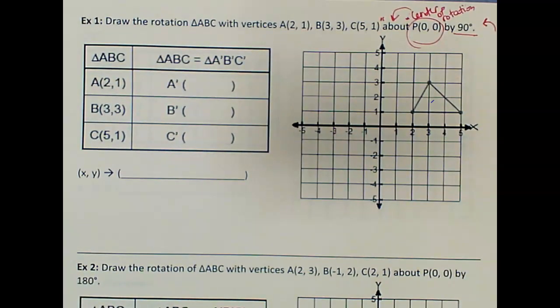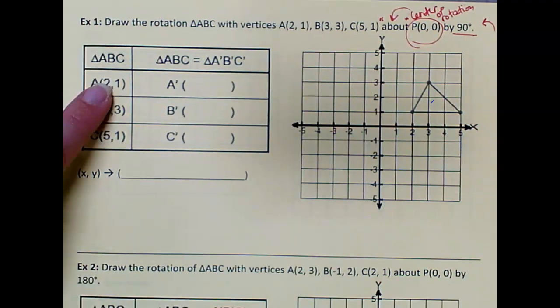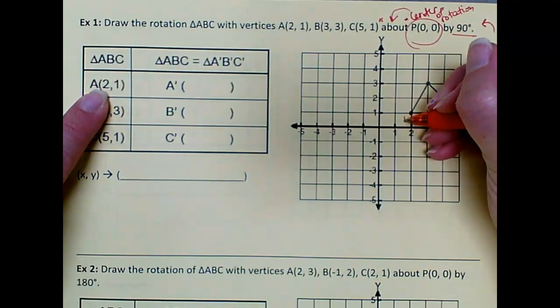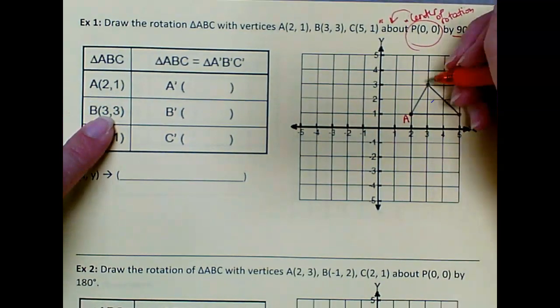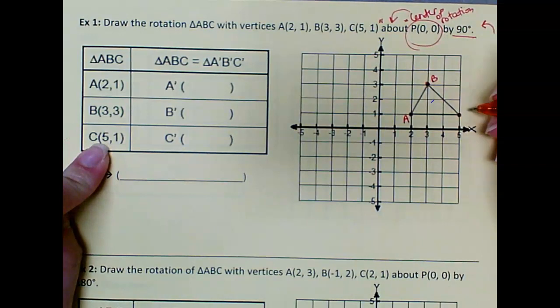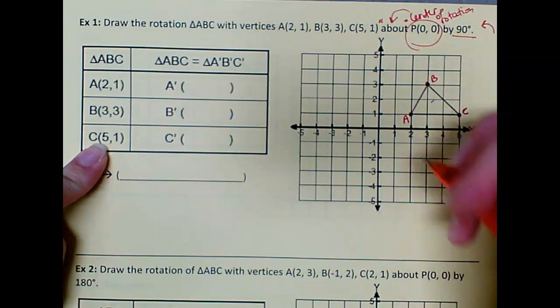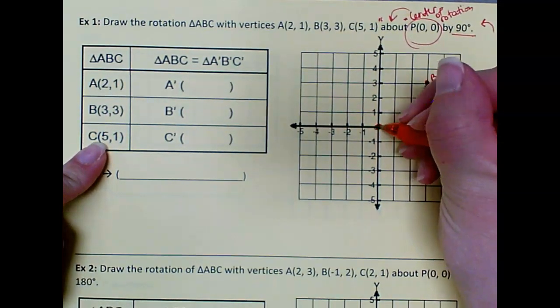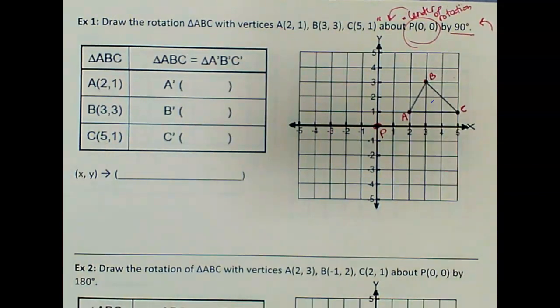Okay, so let me go ahead and plot my points. They're there, but they're not labeled. So point A is at (2, 1). Point B is at (3, 3). Point C is at (5, 1). And then point P, that center of rotation, is at the origin. So we want to make sure we have that on there.